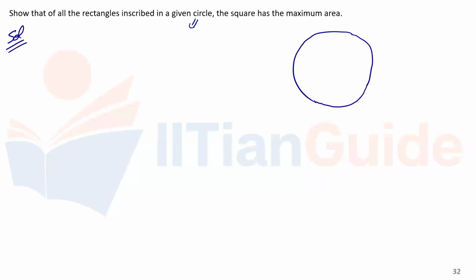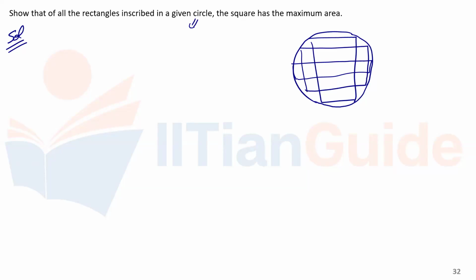I am taking a circle. Show that of all the rectangles inscribed in a given circle, the radius of the circle is given to us. We can have a rectangle, something like this, and it will have some area. I may have a rectangle, something like this. It will have a different area. I may have a rectangle, something like this. It will have a different area. We can have so many rectangles inside the circle and all of them will have a different area.